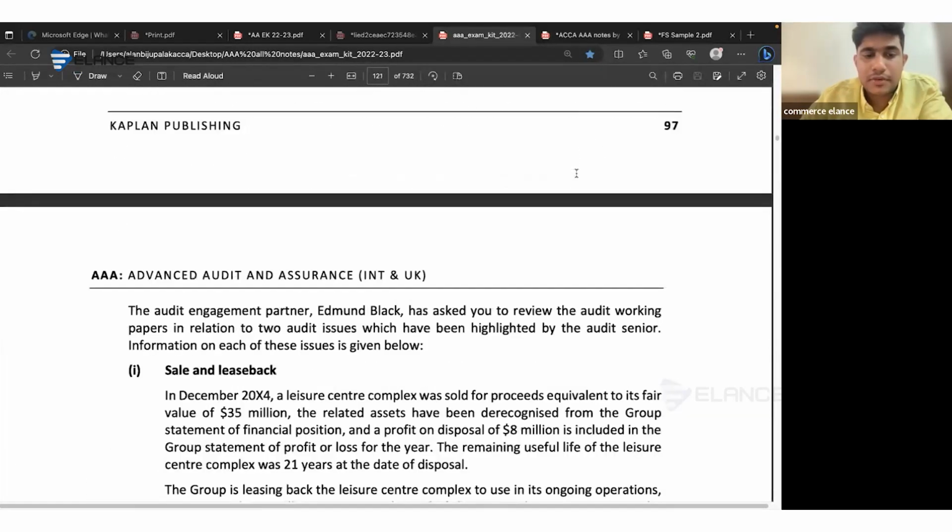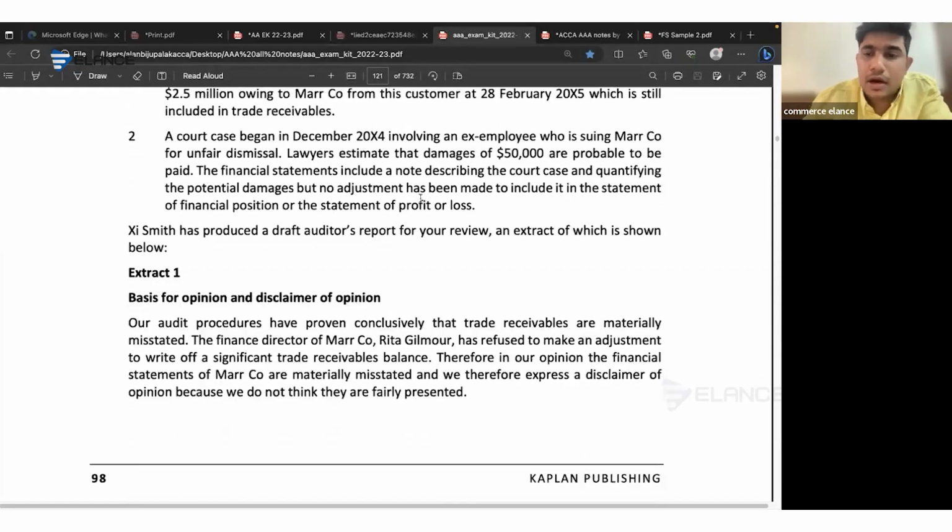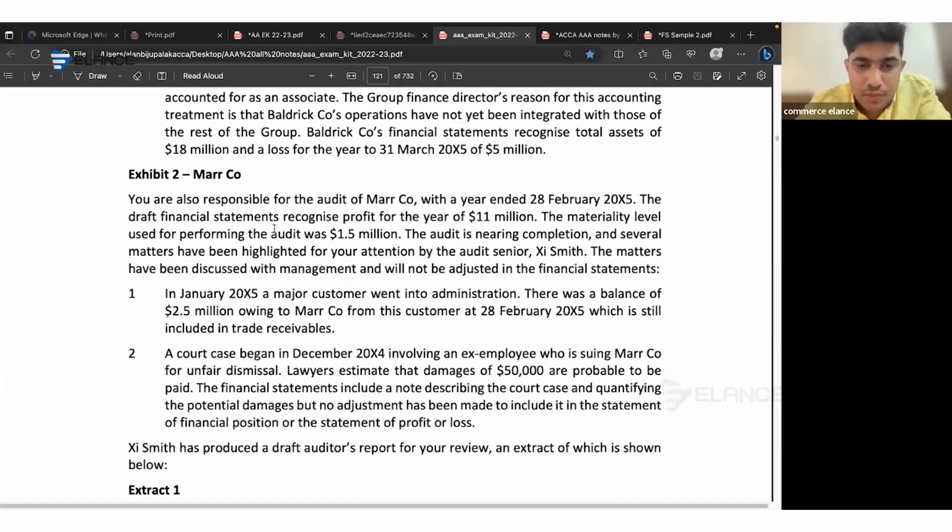So they have given us some information over here. They have mentioned that the company's materiality benchmark is 1.5 million. One of the customers owing amounts to the company will be going into administration. So there's an uncertainty whether we will be able to recover this 2.5 million. In addition, there's another misstatement of 50,000 in the company's financial statements relating to a legal claim. Both of the mistakes are not adjusted.